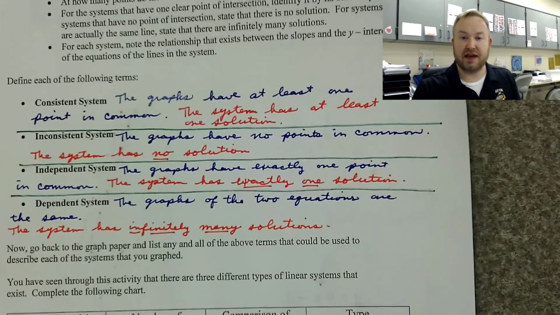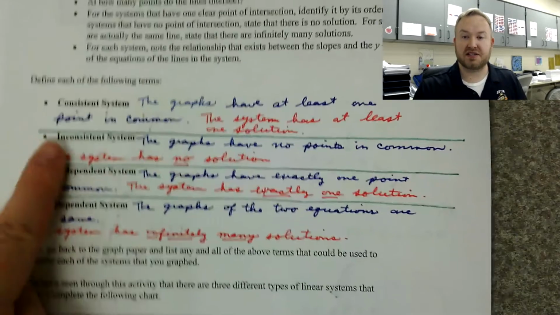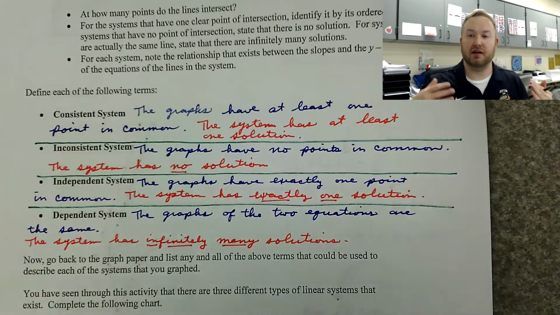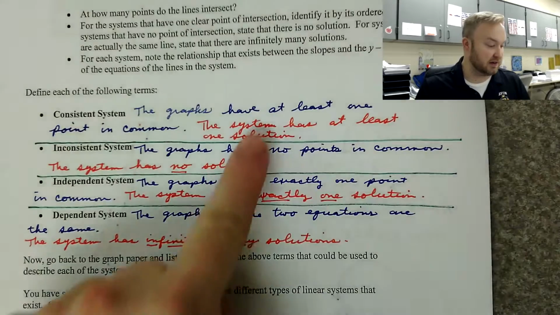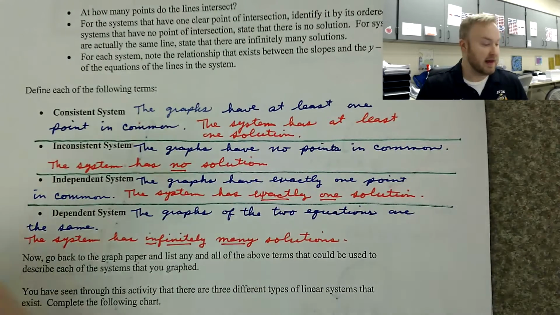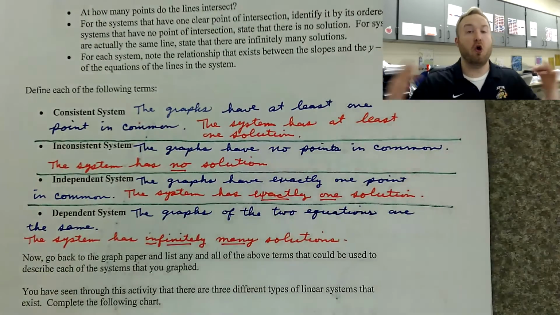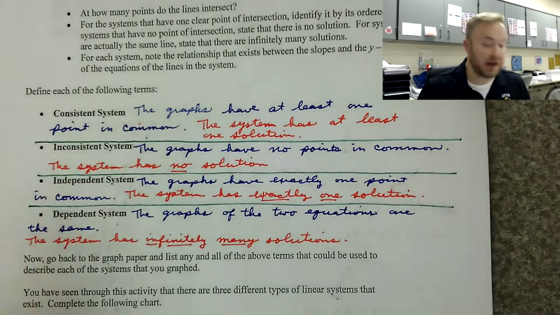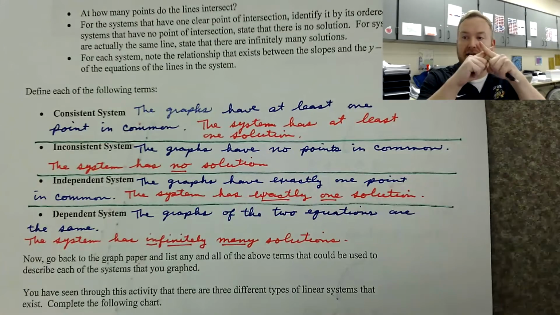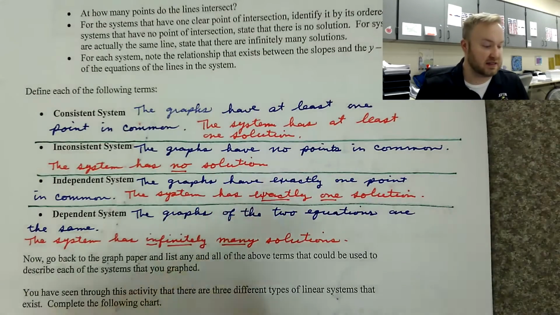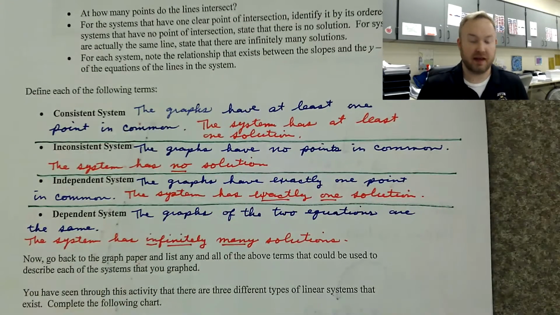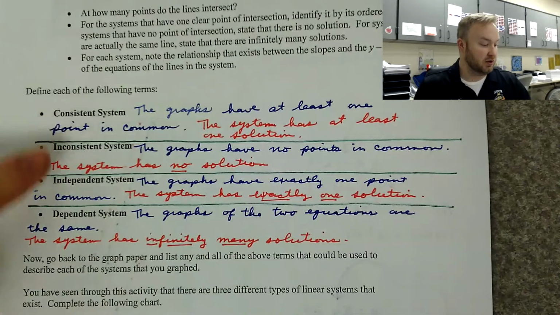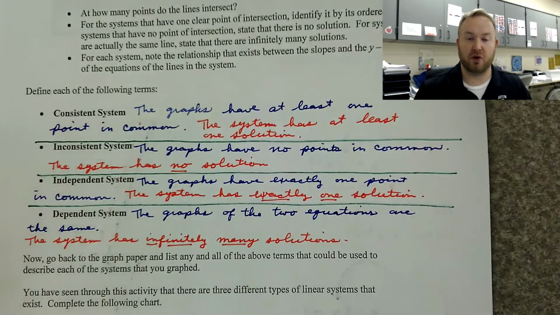Right above here, we have definitions for each of these words. Consistent means they share at least one point in common. There's at least one solution. Inconsistent means they have no points in common. There is no solution. Independent means they have exactly one point in common. There's exactly one solution. Dependent means they have infinitely many points the same. There are infinitely many solutions. You need to know and be able to use these four vocabulary terms.